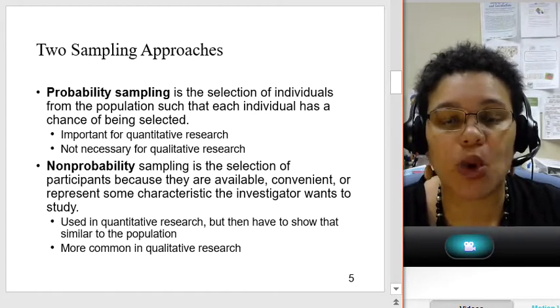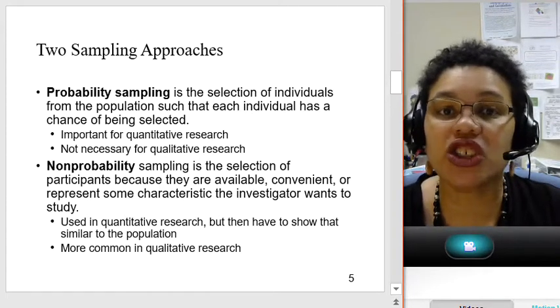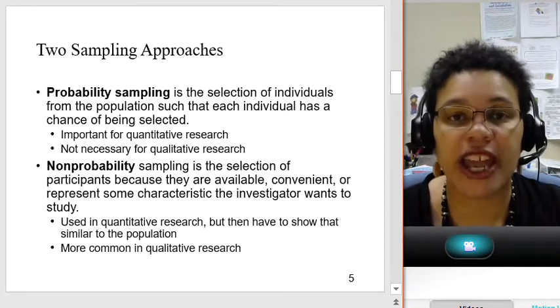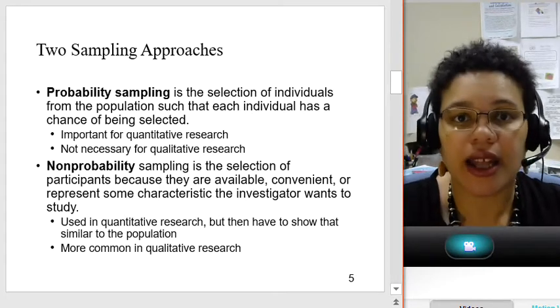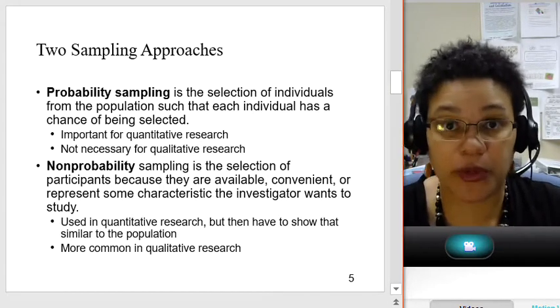Non-probability sampling is more common in qualitative research. You're not trying to generalize to an entire population with qualitative research. You're trying to interpret individual experiences or the experiences of a small group of people. Okay?